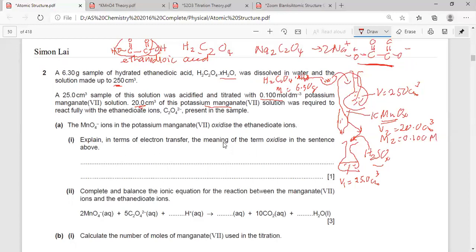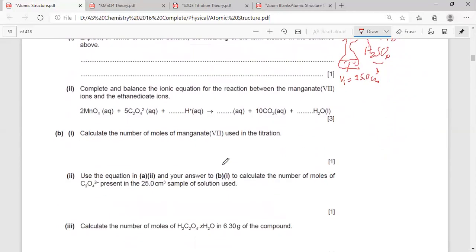Same thing again, electron transfer. Oxidized means same as before: electrons are being lost. Now here, how do you balance it? They always ask you for the final equation. This is called the final or the overall equation.